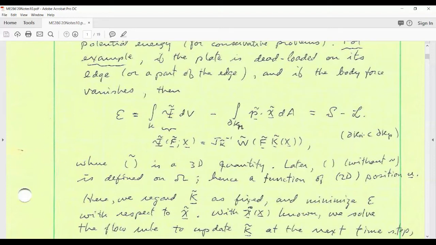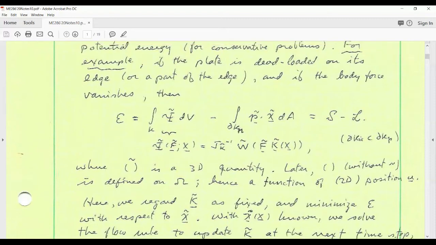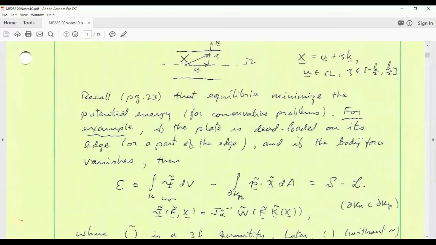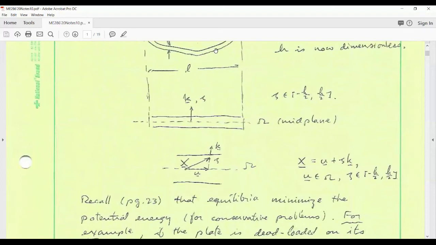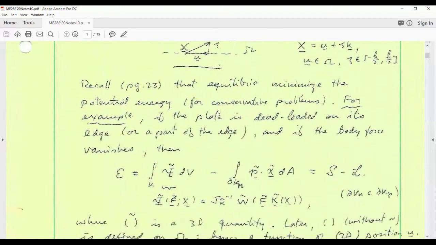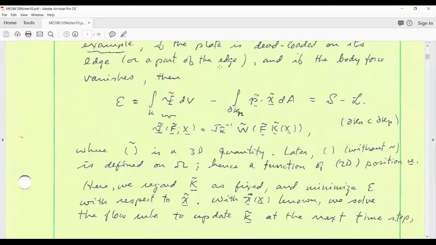So I'm using the n subscript to denote what we would call a natural boundary condition. And so d kappa n is a portion of the edge of the plate where we specify traction, okay? And I'm going to use tildes on top to designate three-dimensional quantities. Okay. Later on, variables appearing without the tilde will denote the values of those quantities on the midplane, which are then functions only of the two-dimensional position u.